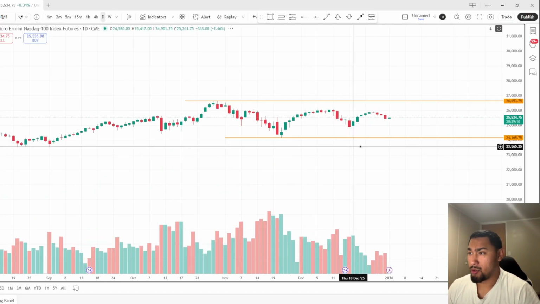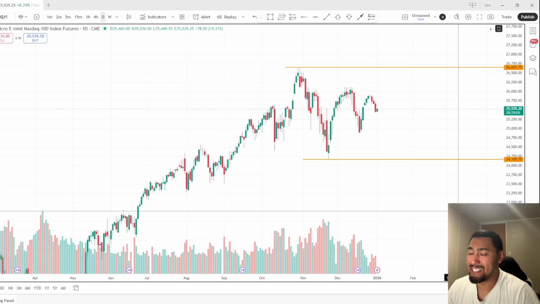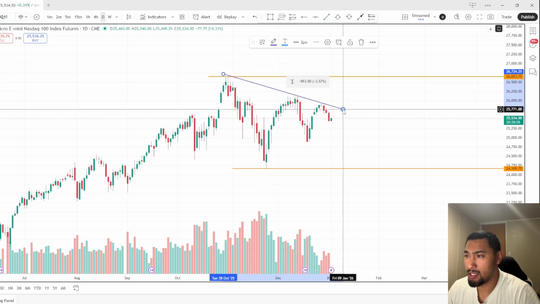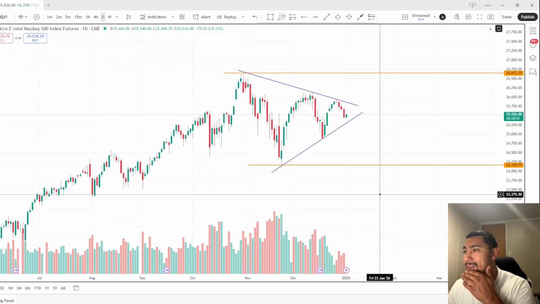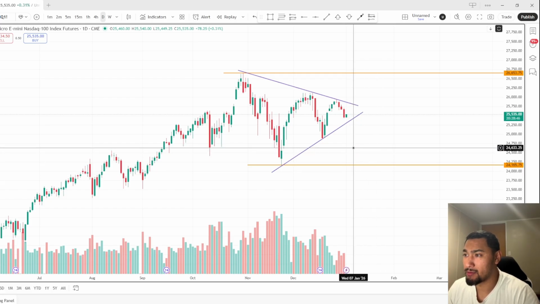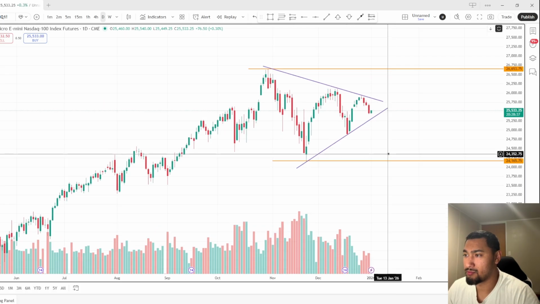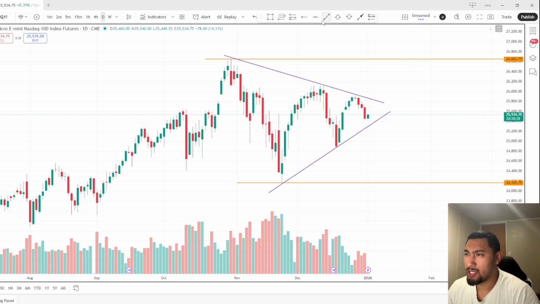Okay, so we got the weekly marked. Then I can go down to the daily. This is what I see on the daily. On the daily chart, if I want to draw a trend line, I will draw this. We're technically in a pennant right now. When can we break? Next week looks more likely than not, it will break out next week. That's what I believe. Maybe Wednesday, Thursday, probably a Wednesday if we got any news or something. So that's a trend line.